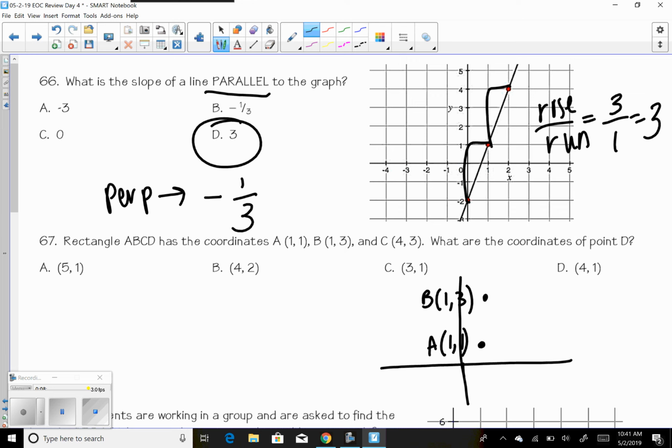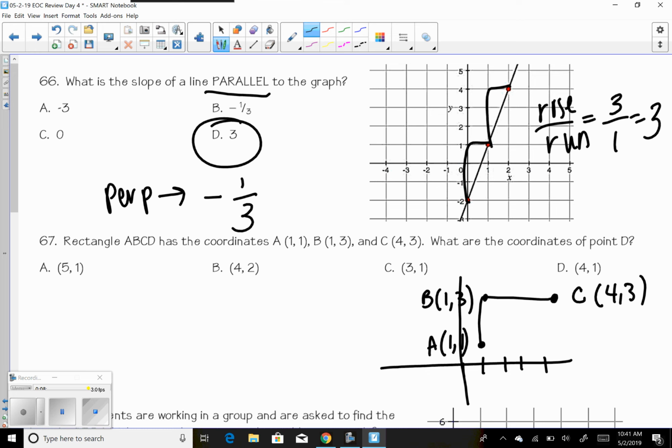So what you know about rectangles is they have opposite sides are the same length, right? So if A is 1, 1 and B is 1, 3, and then I have C is 4, 3, that's going to be up here, right? Over 4, up 3, which is the same height that B was. So that's C at 4, 3. I need to figure out what D's got to be.